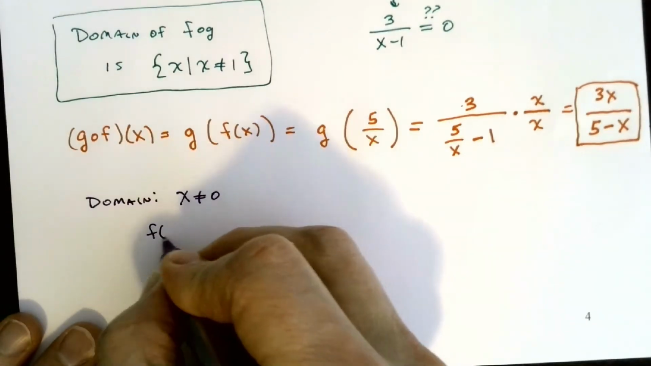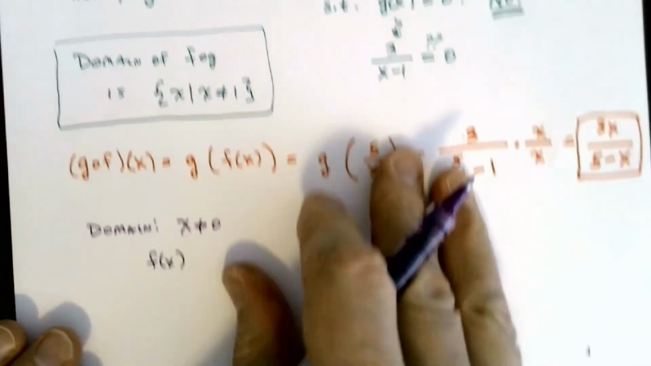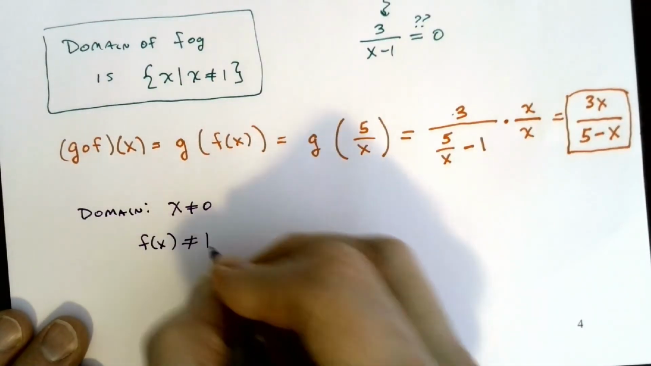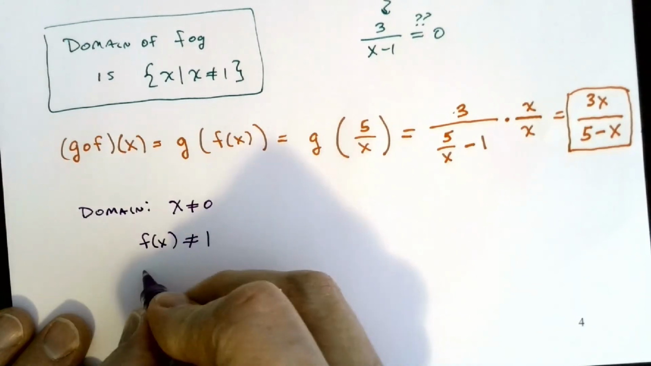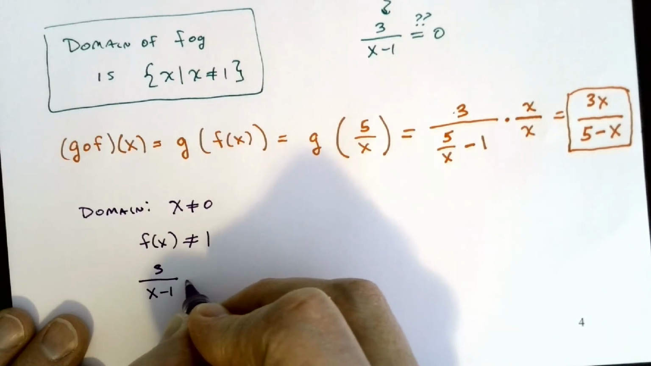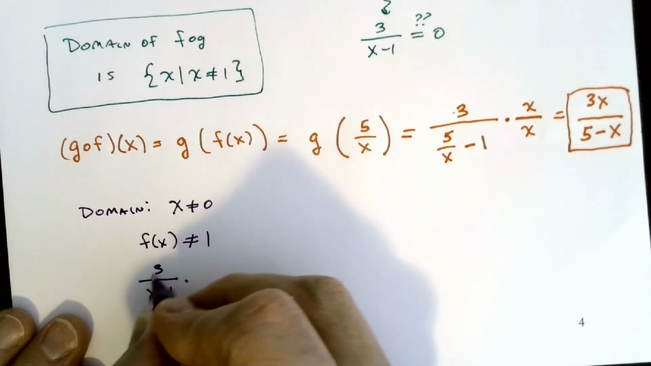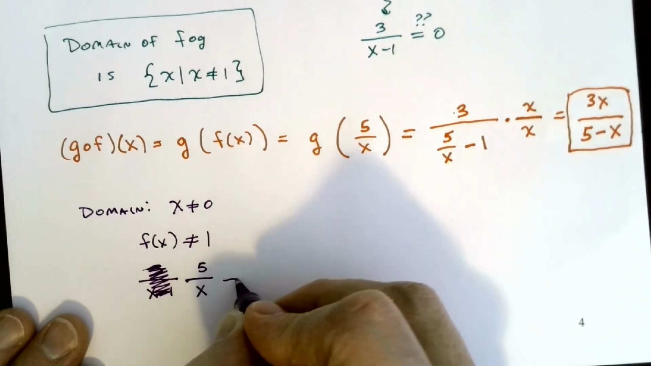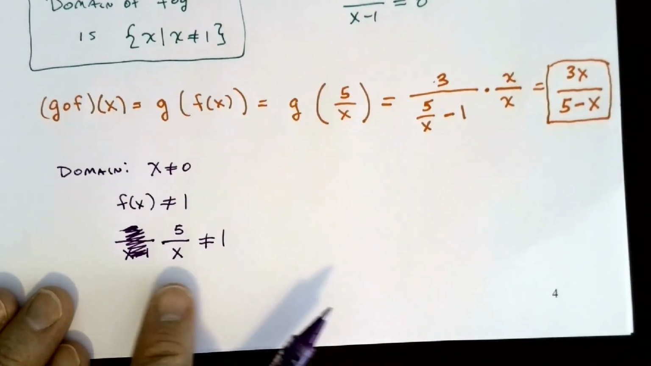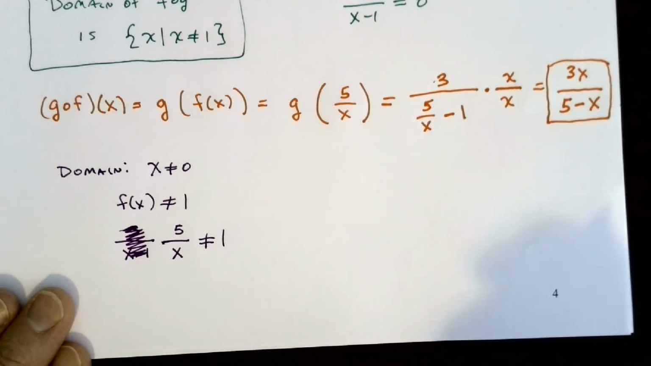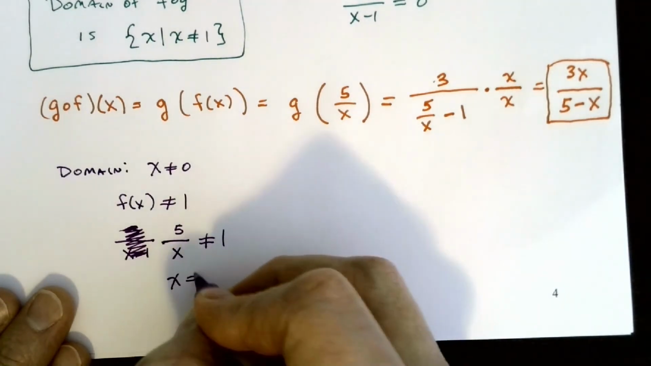But also the output of f of x is going into the function g of x, and its domain was everything except for 1, right? I can't plug in 1 because I would be dividing by 0. So f of x cannot be equal to 1. Sorry, I said that wrong. f of x is 5 divided by x. That cannot be equal to 1. Is there any value of x that will make 5 divided by x equal to 1? Yeah, x equals 5. So notice x cannot equal 5 either.